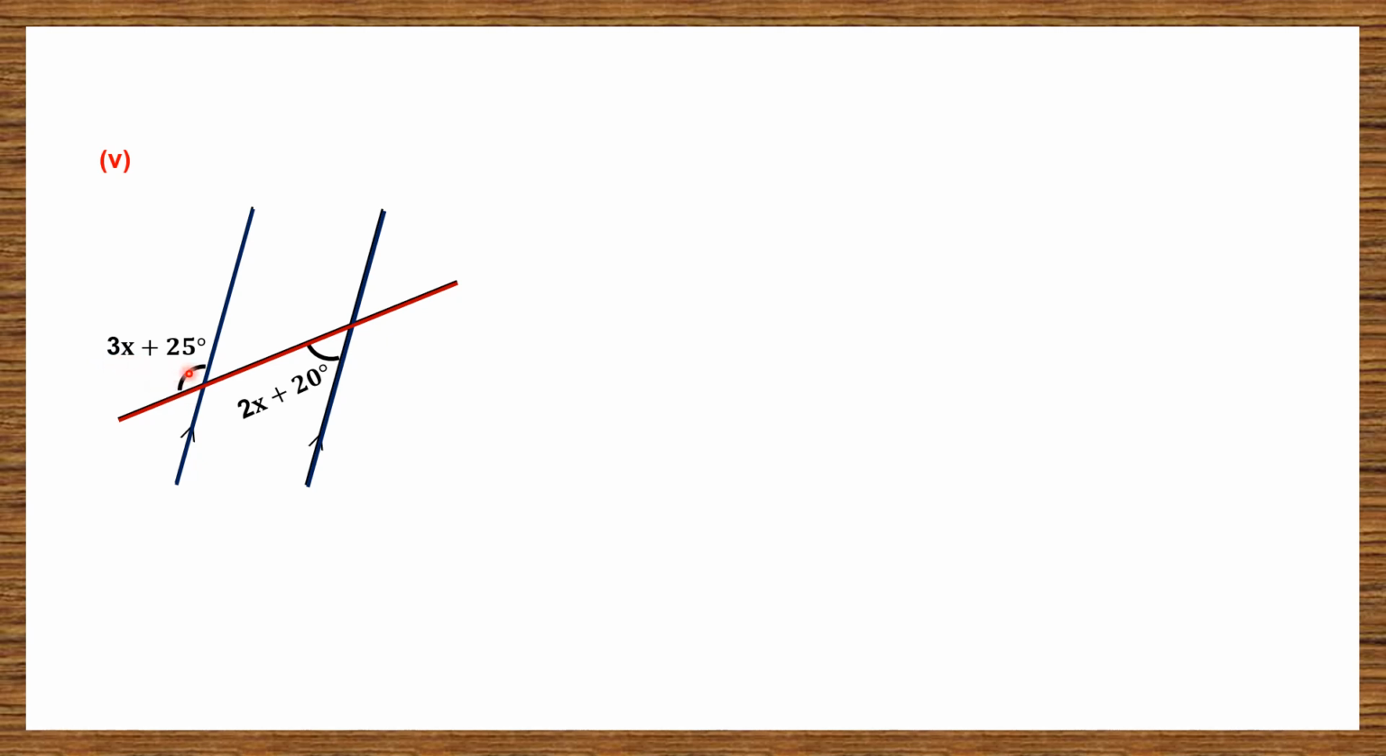Now here this angle and this angle, again there is no relation between them. So we need the help of another angle. So let's consider this angle in red as angle y. Now look at angle y and this angle. They are vertically opposite each other. That means 3x plus 25 is equal to y. So let's write that. 3x plus 25 is equal to angle y because they are vertically opposite angles.